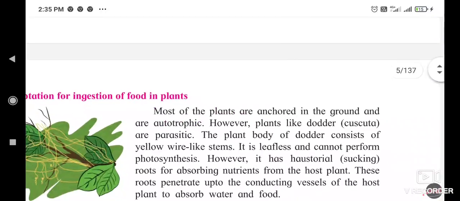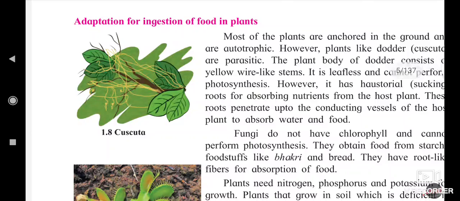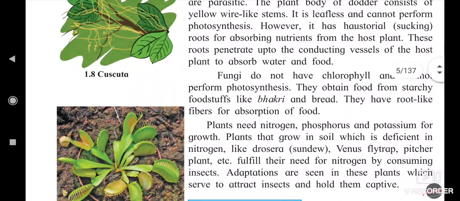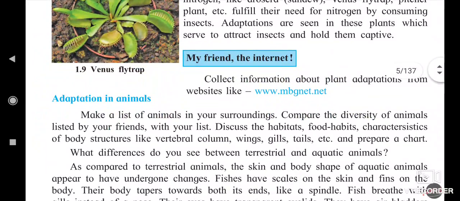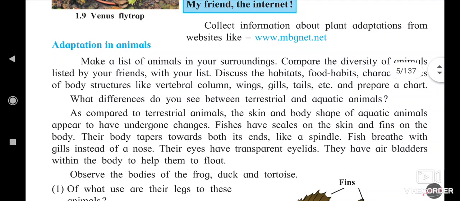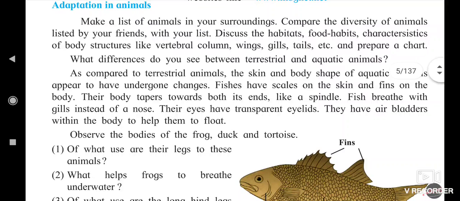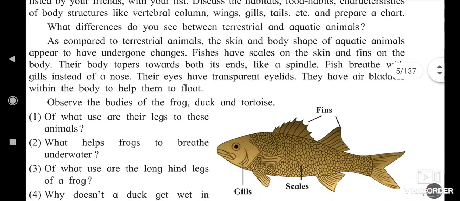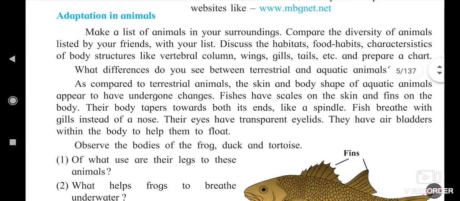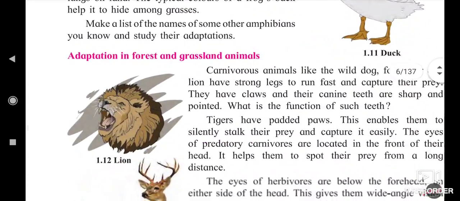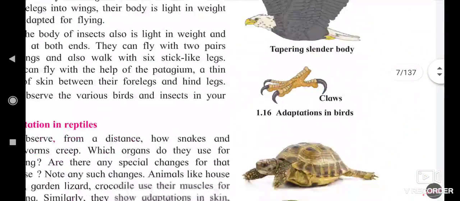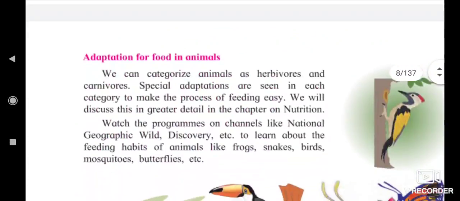Hello students, in the previous lecture we saw the adaptation in different species or living beings, animals and plants. The adaptations in animals are called terrestrial and aquatic. Okay, and we completed this lesson.